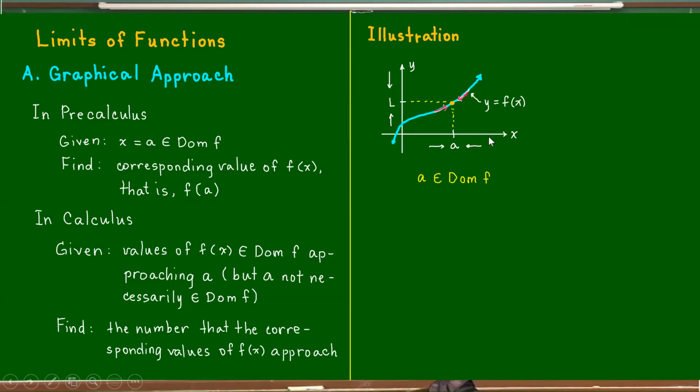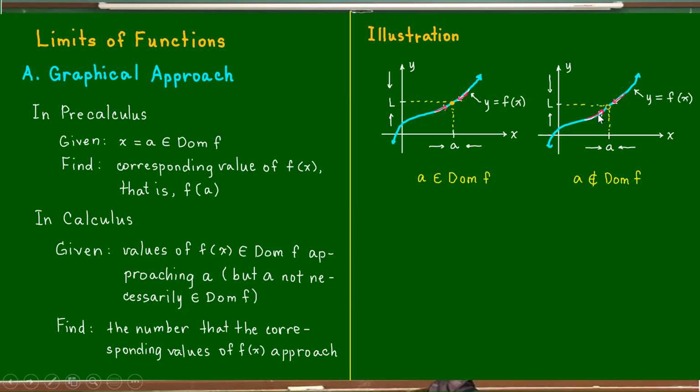What if a is not in the domain of f? It means the corresponding point when x equals a is a hole. The function is not defined at this point. But what I want is the behavior of f as I travel along the curve from the left of a going to this hole. As I get closer and closer to this hole, what is happening to the function values of f of x? The function values approach this value.